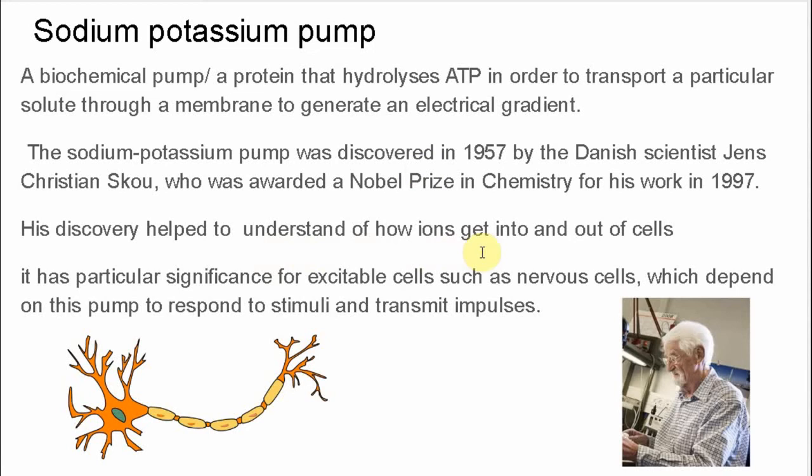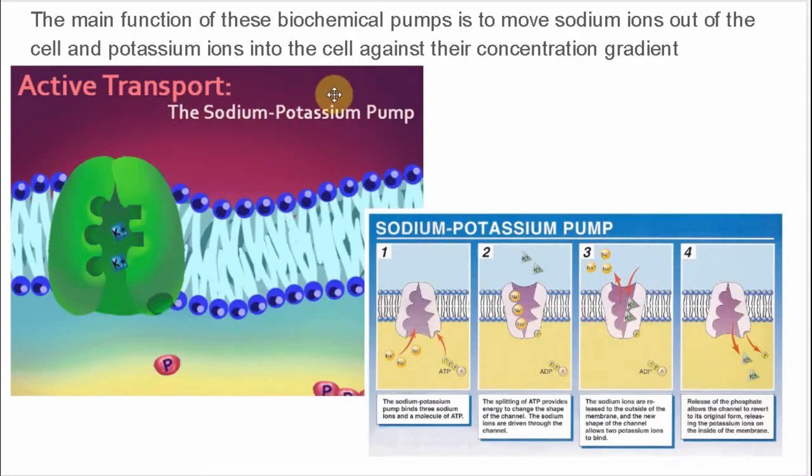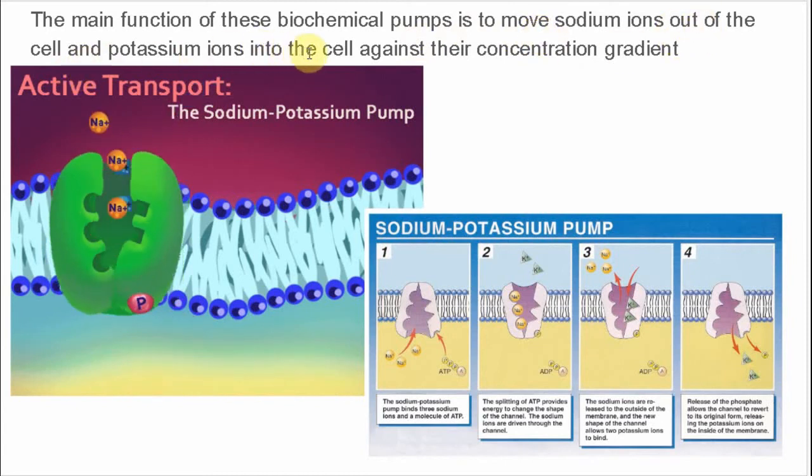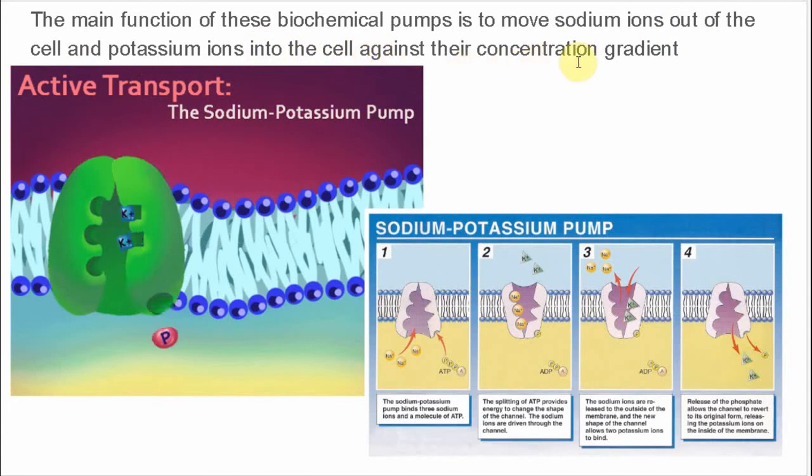It helped to understand how ions get into and out of cells, especially in excitable cells like nerve cells, which depend on this pump to respond to stimuli and transport impulses. So the main function of this biochemical pump is to move sodium ions out of the cell and potassium ions into the cell against their concentration gradient.